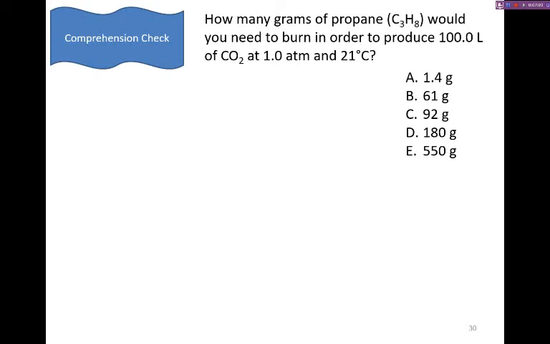Welcome back. So we want to know how many grams of propane is needed to produce a certain volume of carbon dioxide. So you would need to start this by getting a balanced chemical equation. Propane's reacting, it's burning, so we know it's reacting with oxygen to produce carbon dioxide and water. And then we balance it.